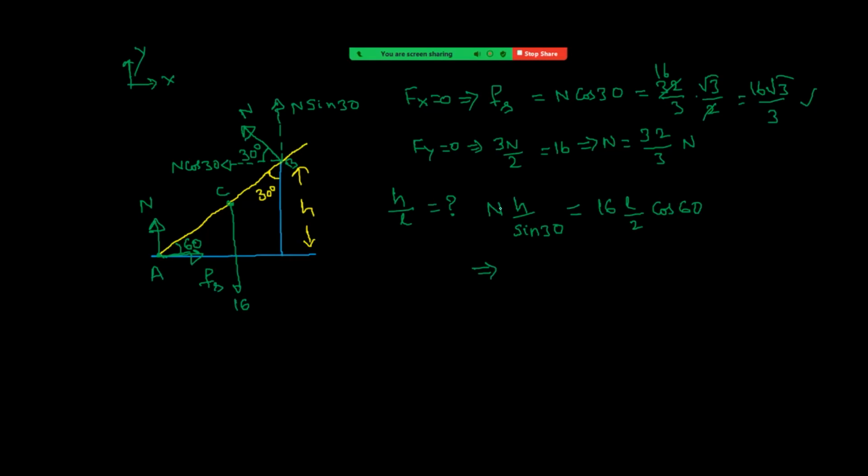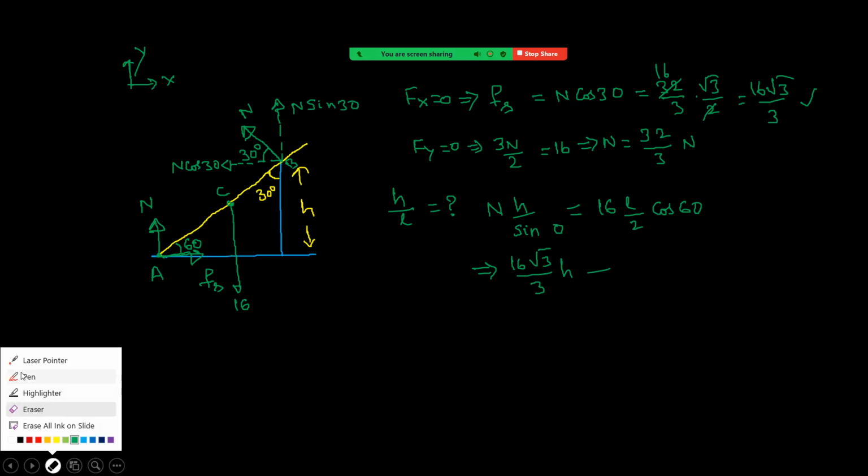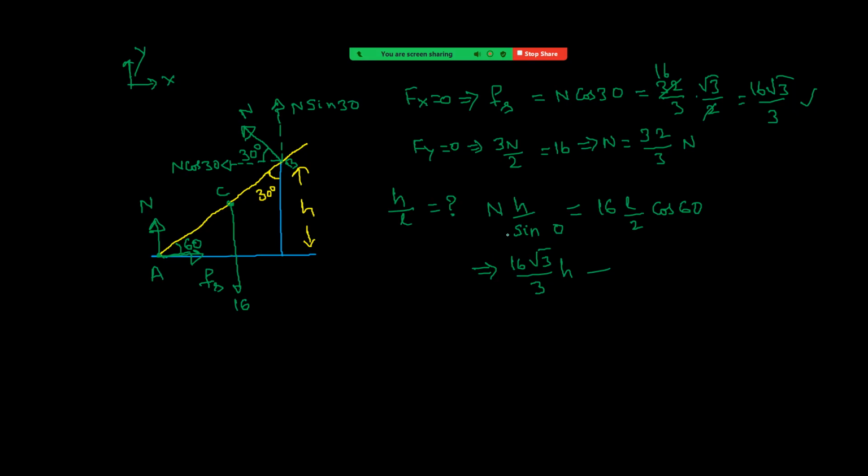In the place of N, I am writing 16 root 3 upon 3 into h over sin 30. Sin 30 is 1 by 2, right? Wait, let me cross check once. Is it h by sin 30? No. 60, opposite over hypotenuse, sorry. It is sin 60. We can see the diagram once. Sin 60 equals h by hypotenuse.